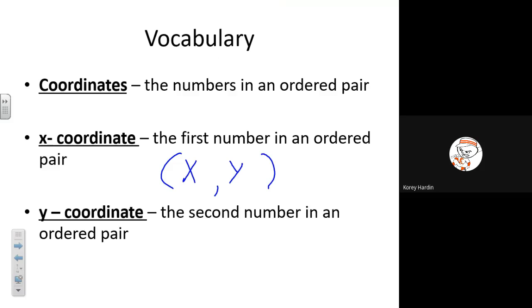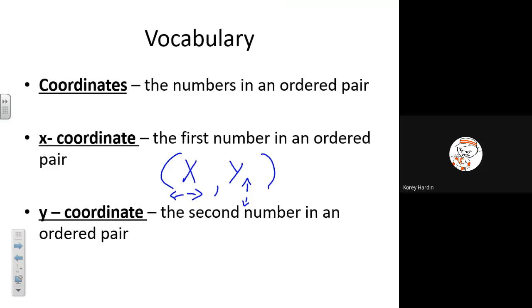So the x-axis is all about left and right. The y-coordinate, or the second number in an ordered pair, is about up and down. So the y-coordinate tells us whether we are going up 7, down 7, up 3, down 3, maybe even up 0. If it's up 0, that's just going to be a point on the x-axis.